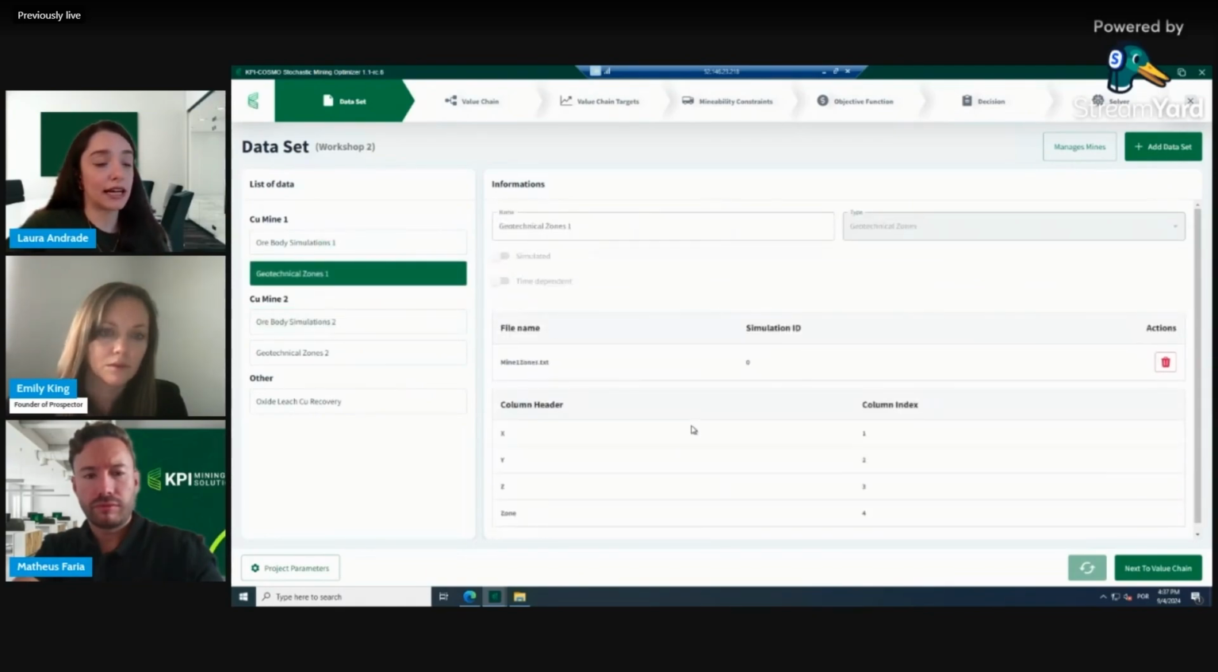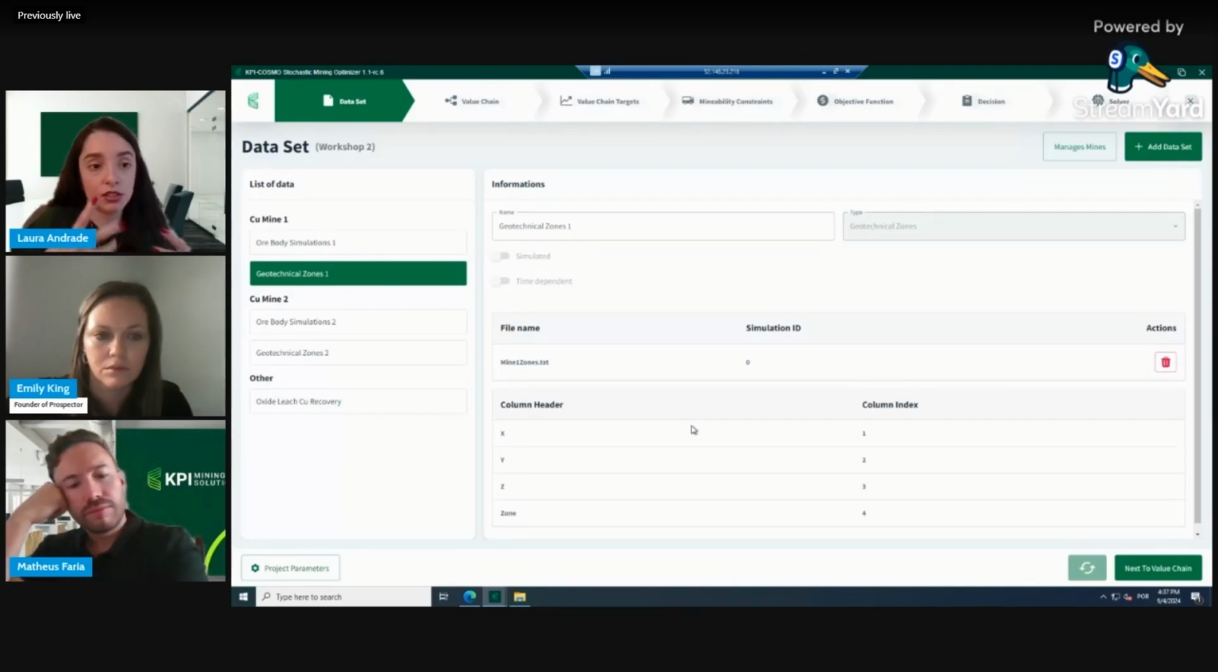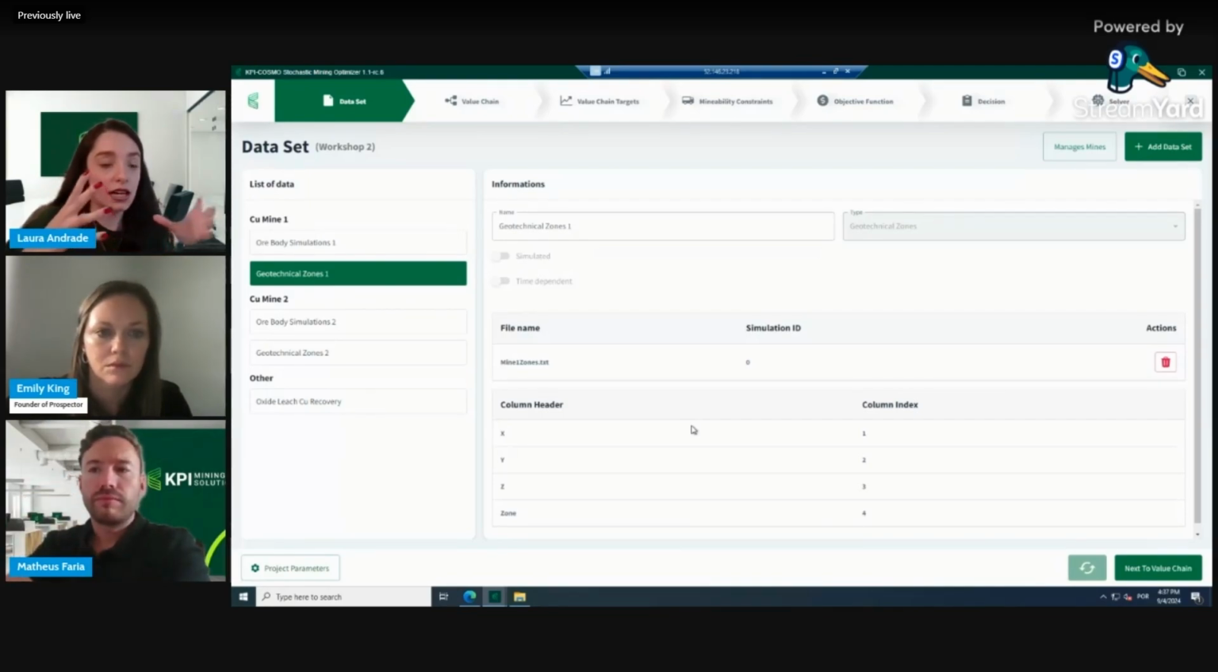In terms of geotechnical zones, we have to provide an input of what the geotechnical zones are, and along with these zones we're going to define the slope angles. We cannot have simulated geotechnical zones, for instance, because we want one extraction sequence. There would be no way to have variable geotechnical zones and, at the end of the day, get just one extraction sequence. That's the principle we have here.